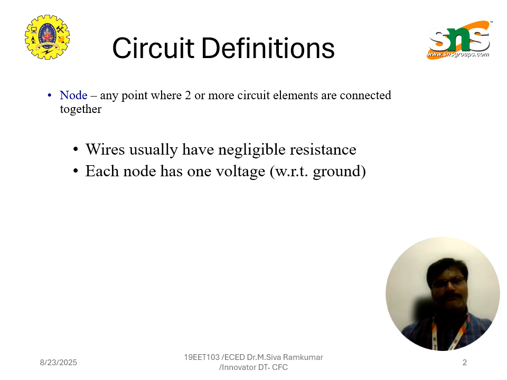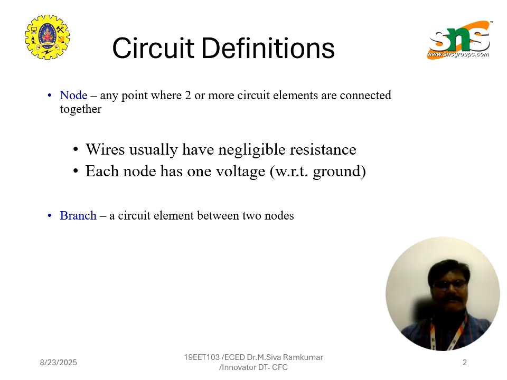Before we move into Kirchhoff's law, let us quickly recall some essential definitions. So what is a node, what is a branch, and what is a loop? A node is a point where two or more circuit elements are connected. Every node has a specific voltage with respect to ground. A branch is a single circuit element like a resistor, source or capacitor connecting two nodes.